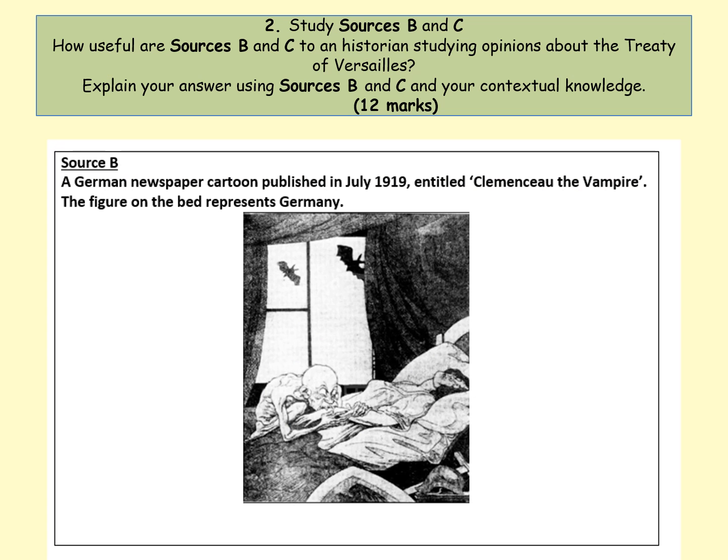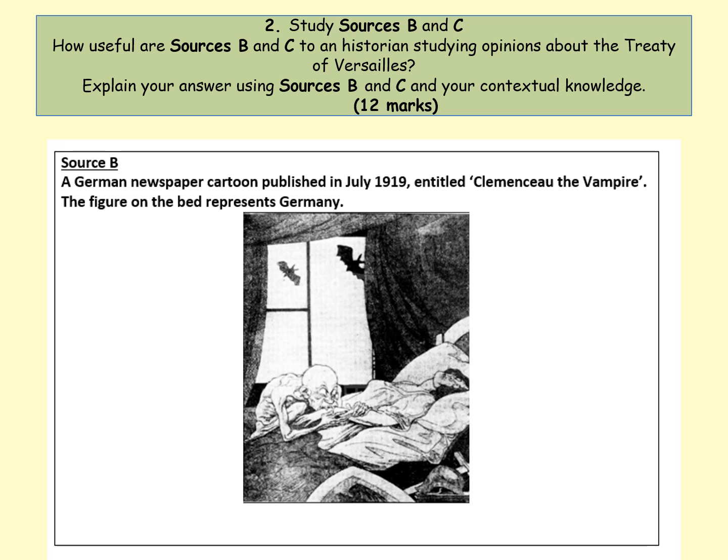So question number 2 is all about usefulness. So you have to look at a couple of sources. Now this one is a German newspaper cartoon entitled Clemenceau the Vampire. Now Clemenceau was the leader of France, and the figure on the bed represents Germany, and they're using the idea of a vampire. So the fact that Clemenceau is portrayed as a vampire, vampires generally sort of mythical monsters, aren't they? Generally have negative connotations.